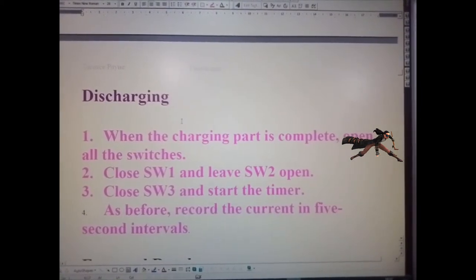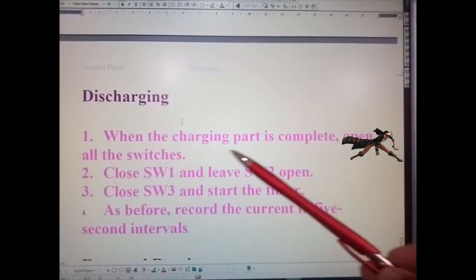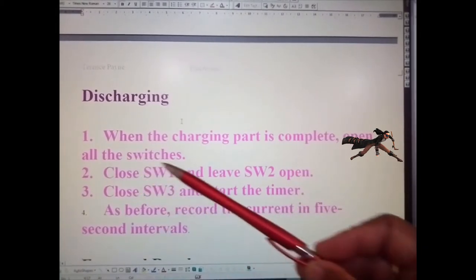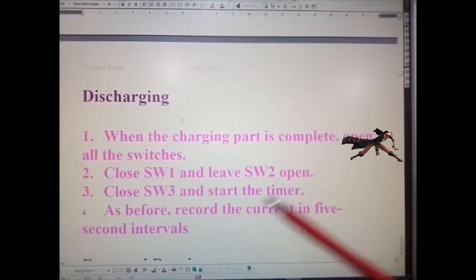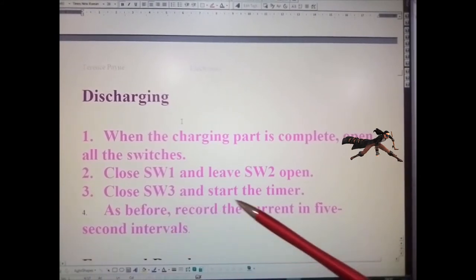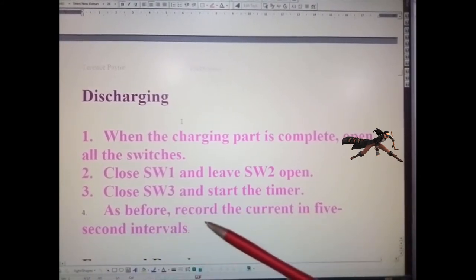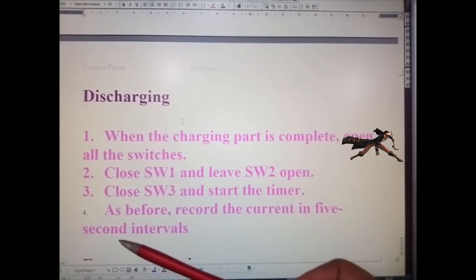Discharging. When the charging part is complete, open all switches. Close switch 1 and leave switch 2 open. Close switch 3 and start the timer. As before, record the current in 5-second intervals.